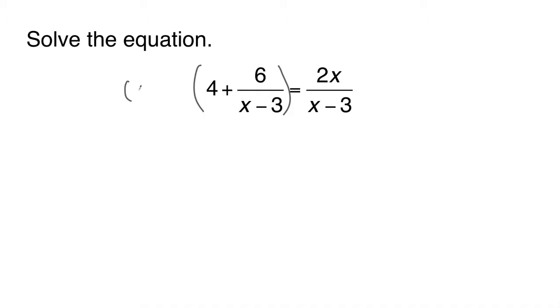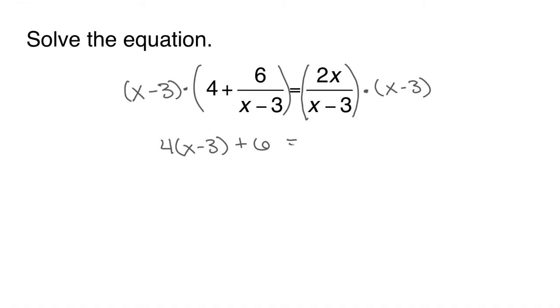So we'll multiply the left side of the equation by x minus 3, and we'll multiply the right side of the equation by x minus 3. When we do that, we distribute the x minus 3. We have 4 times x minus 3 plus 6 over x minus 3 times x minus 3, which is just plus 6. On the right side, we have 2x over x minus 3 times x minus 3, which is just 2x.